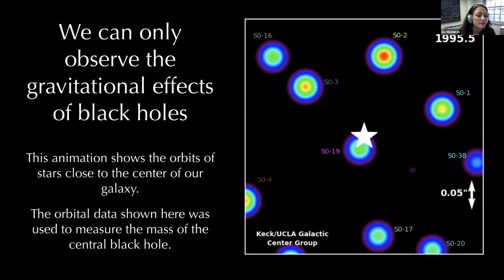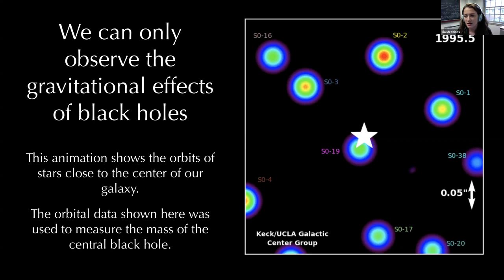So really, the best that we can do is we can observe the gravitational effects of black holes here on Earth. The diagram on your right here, each of these colorful circles corresponds to a real star that actually exists at the center of our Milky Way galaxy. And on the top right here, the 1995.5 number, that's years.